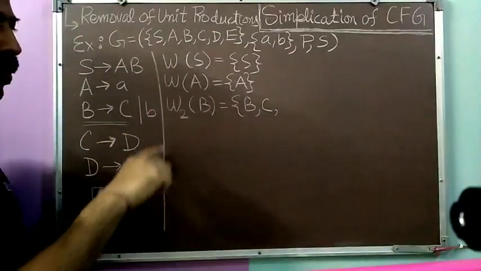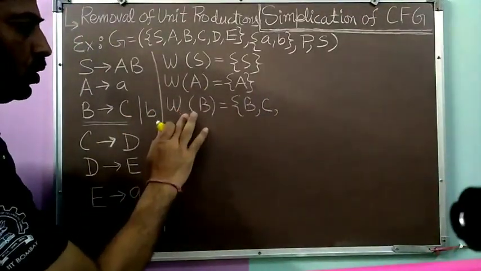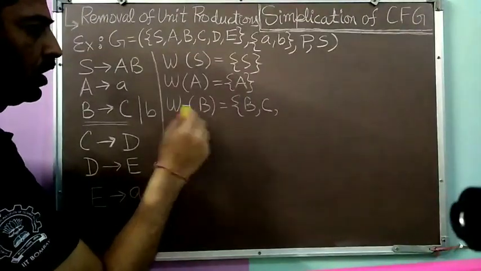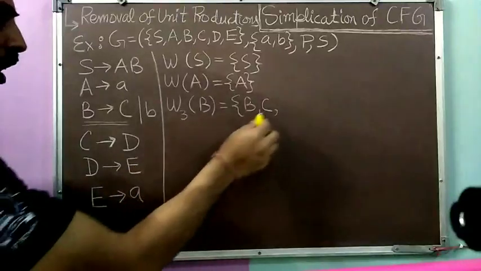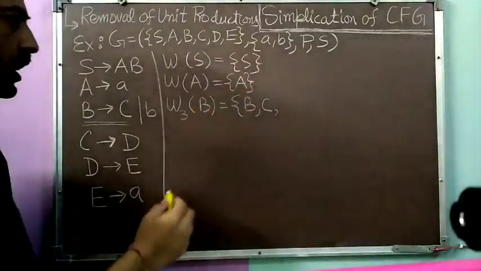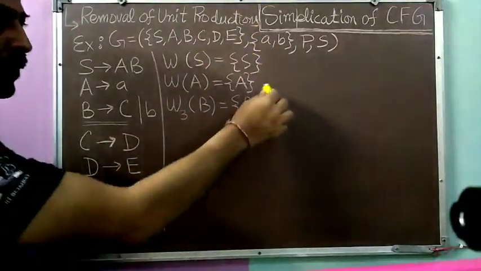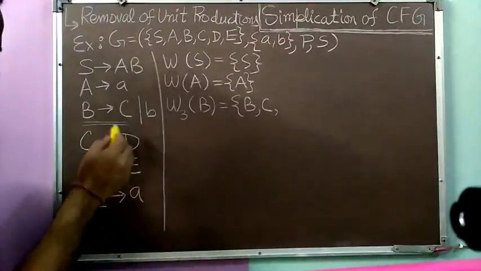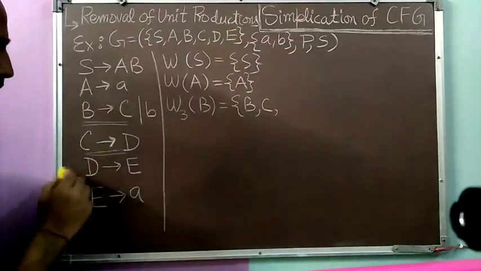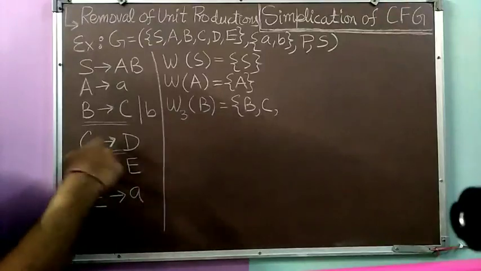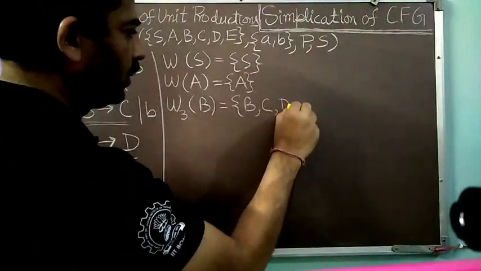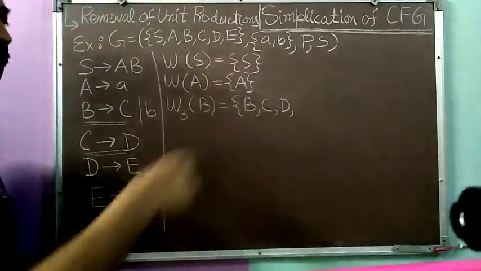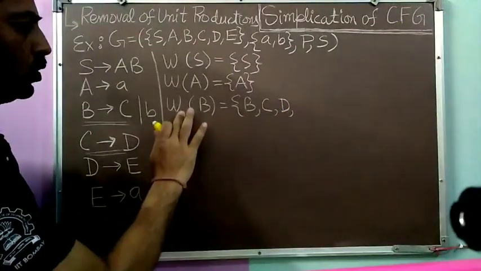Now with the help of W2, I will form W3. W3 will include all the variables which are present in W2. Now I will look at the newly added variable C and its unit productions, whether C has any unit production or not. Yes, C also has a unit production, C to D. So I will include its right hand side also. So D will be included here. Now again I have included one more variable, so I will go further.